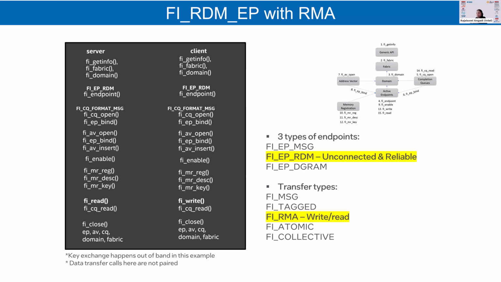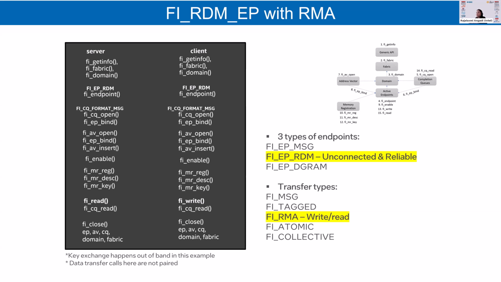Before performing RMA operations, the memory regions that are involved for the data transfers must be registered with the provider. This registration allows the hardware to access the memory directly, ensuring efficient data transfers. We can see in this example snapshot that the memory registration is done with different OFI APIs like fi_mr_reg, fi_mr_desc, and fi_mr_key, and such APIs.